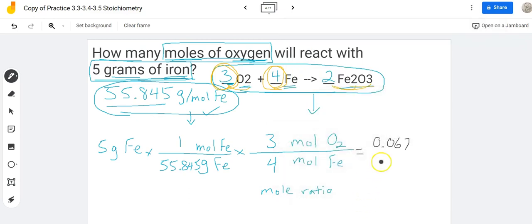Yeah, 0.067. Let's see, grams cancel, moles cancel. This is moles of oxygen, which is, yes, what my question was asking for. This canceling part is really just to double check that, yes, I did this correctly. All right, so that is one example you might see in 3.5.